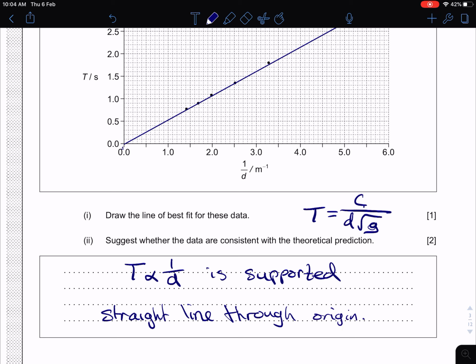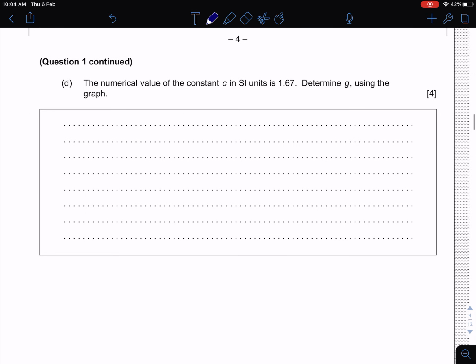Remember, if it wasn't through the origin, then it would not be proportional because you'd have a constant here. So remember to always state that it's going through the origin if it is. Okay, final part. The numerical constant is 1.67.